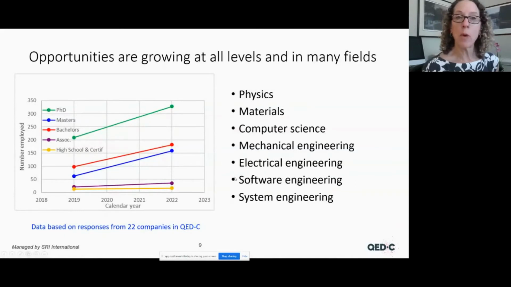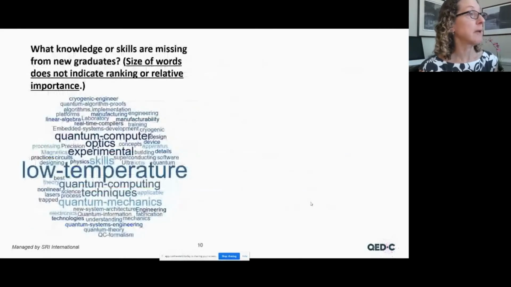And when we asked them what the degree types they were looking for, they were a mix, all kinds. And of course, there are different kinds of companies. Some of them really need more engineers, and some of them need more computer scientists. But the important message here is that there's a diverse need out there. And no matter where you're coming from and what background you have, you likely, if you're interested, can get involved here and make a difference. So the opportunities are growing at all levels and in all fields, or many fields.